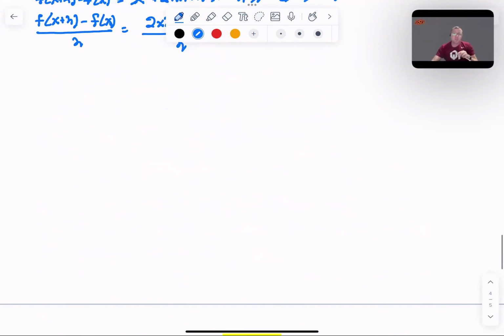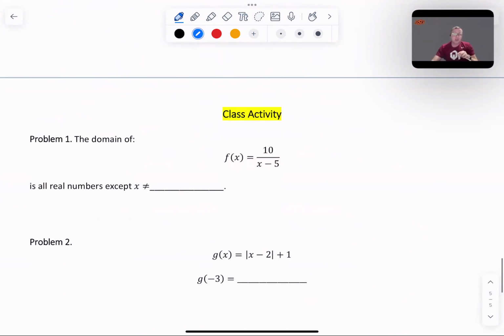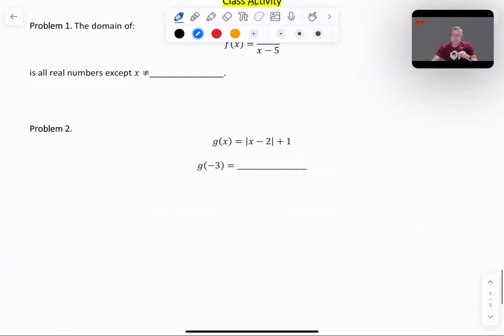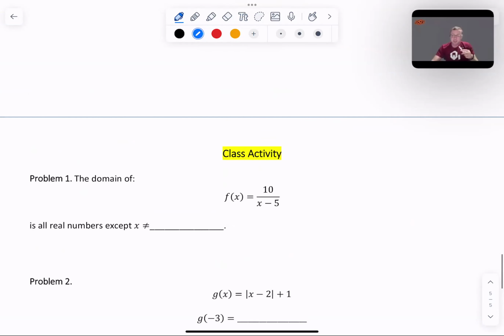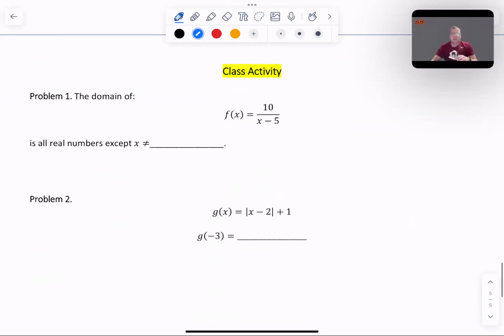But what I want y'all to finish up and bring to class on Tuesday is this class activity here. It's not anything too hard. It's just plugging in some numbers. I guess we can just do it right now. It only takes a minute. And then we can start the next section next time.